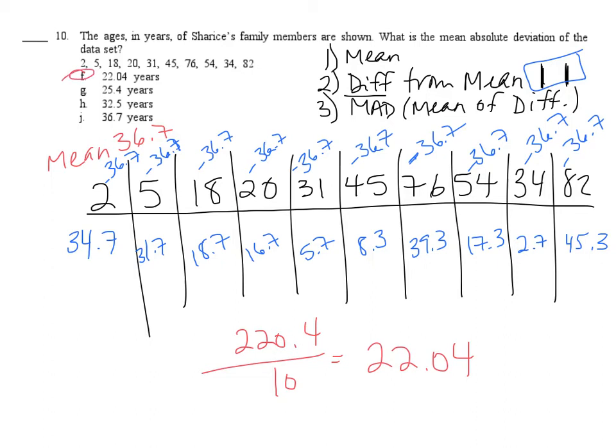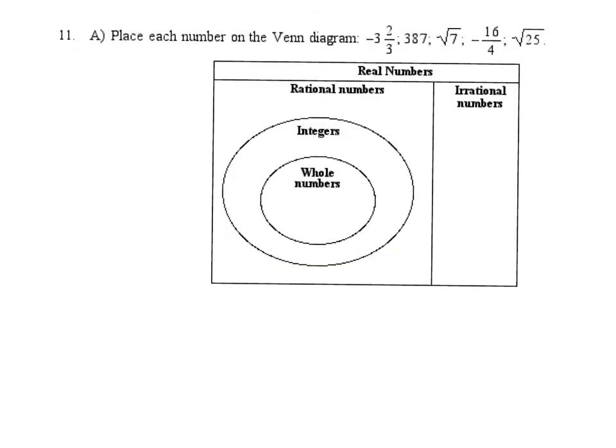If I didn't have my answer choice there, I would just start over, start with the mean and make sure that I did it right, and then go from there. We're going to put these numbers in the correct spot on the Venn diagram. So this is where that foldable that we made in class could come in handy if you want.